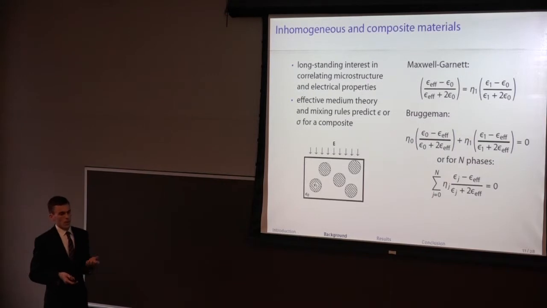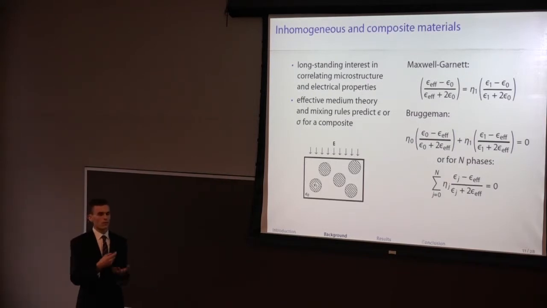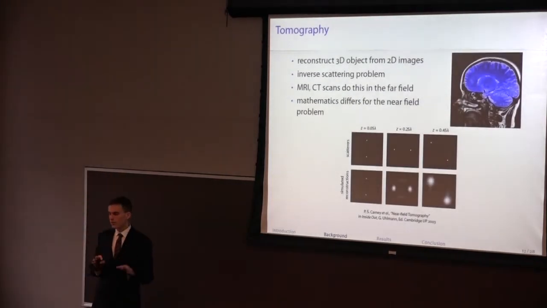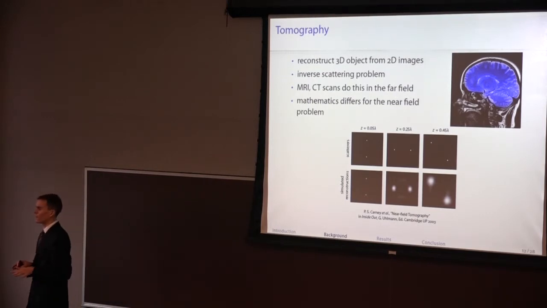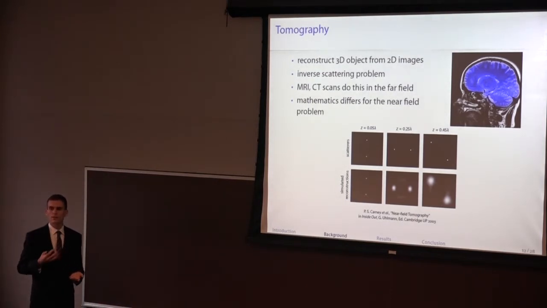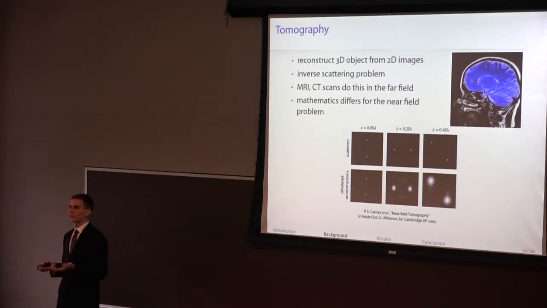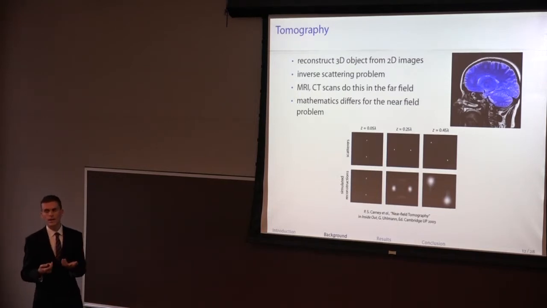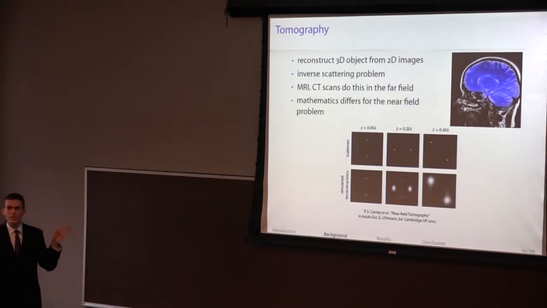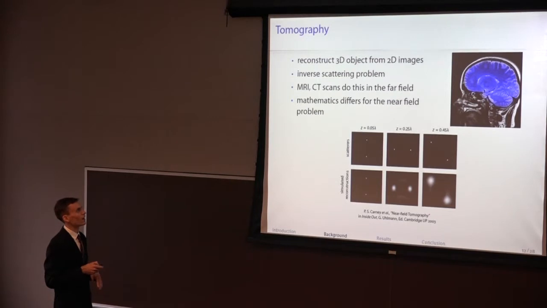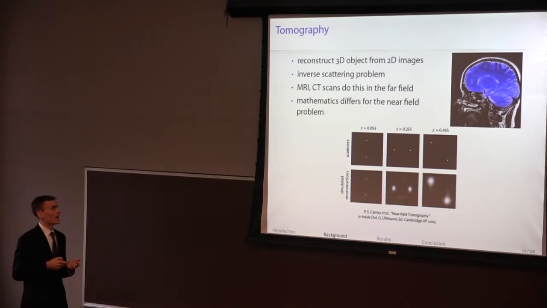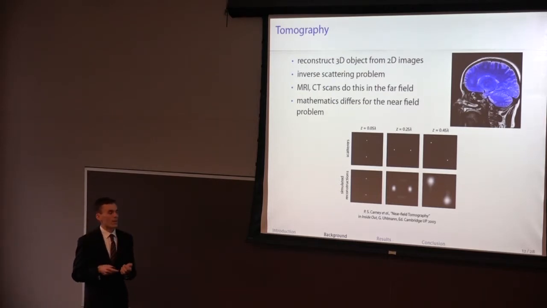But it's also important to highlight another route of analysis wherein you don't want to discard all the complexity that's in the sample. Maybe you want to actually fully reconstruct the structure based on just its response to an applied field. This is exactly what happens in MRI and CAT scans. It's called tomography. I hope that the material inside my brain can't just be substituted with an average quantity. I actually want to learn what the complete structure is there. That sort of scan happens in the far field.